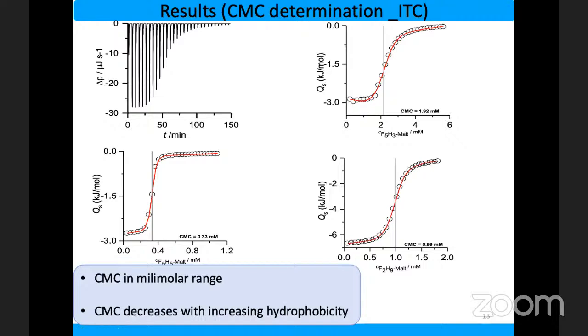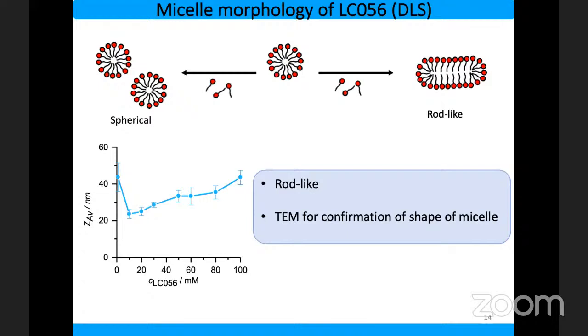So after determination of the CMC, the next part is to check the morphology, the type of micelle that is formed. Is it rod-like or is it a spherical micelle that is formed? So we use a dynamic light scattering experiment to determine the type of micelle that is formed. And this is just the size distribution at different concentrations of the surfactant. This is an example of one of the surfactants that we are working with.